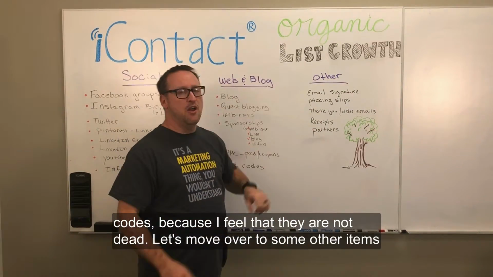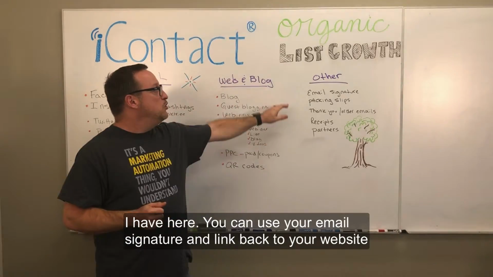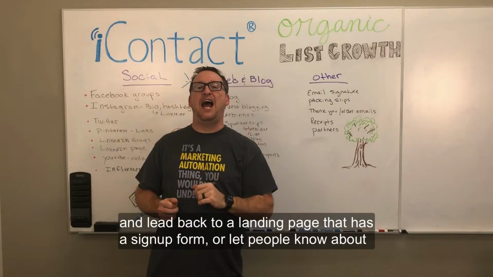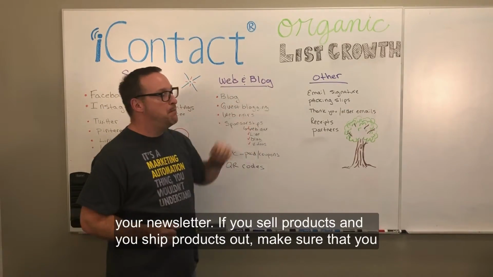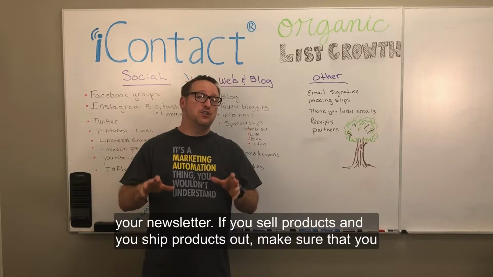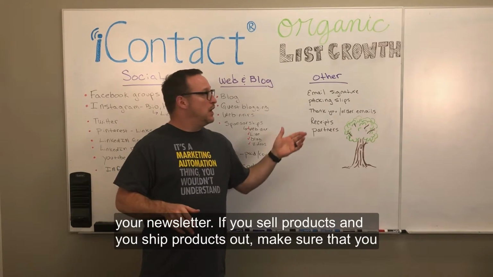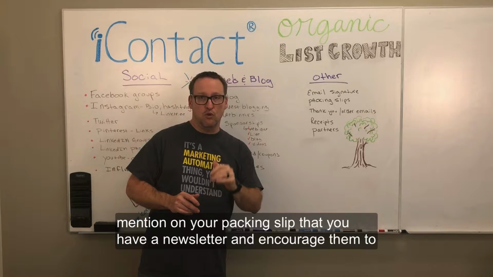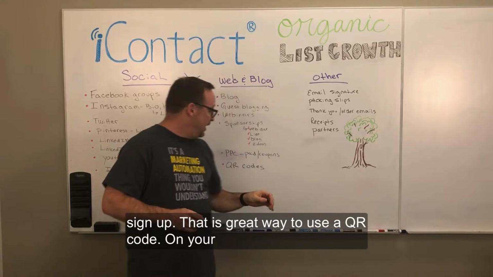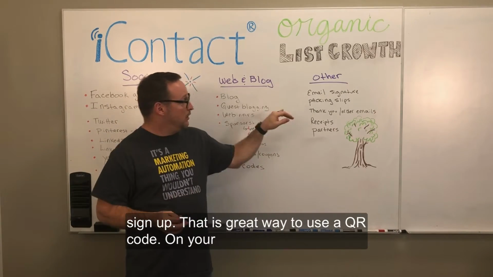Let's move over to some other items I have here. You can use your email signature and link back to your website and lead back to a landing page that has a sign-up form, or let people know about your newsletter. If you sell products and you ship products out, make sure that you mention on your packing slip that you have a newsletter and encourage them to sign up. That is a great way to use a QR code, is on your packing slip.